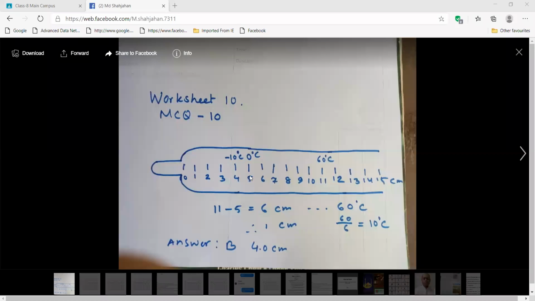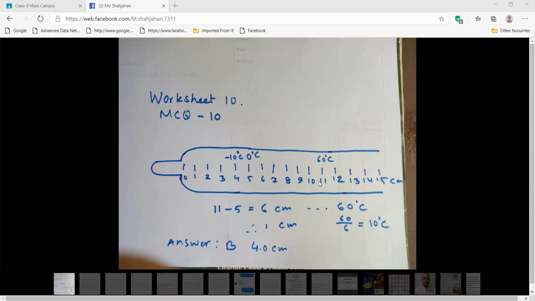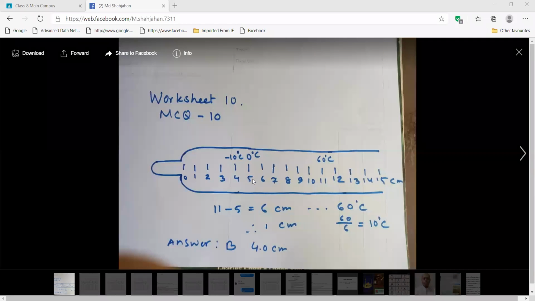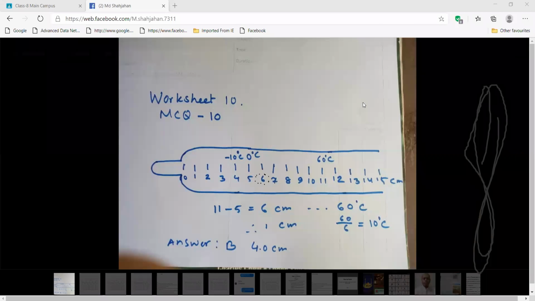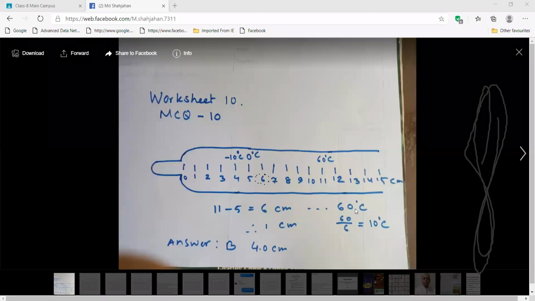Look here. The question is saying 5 centimeters for 0 degrees Celsius, and for 60 degrees Celsius it is 11 centimeters, right? So the difference in temperature is 60 degrees Celsius, and the difference in length is 11 minus 5, it is 6 centimeters. So for 6 centimeters, we are getting 60 degrees Celsius.